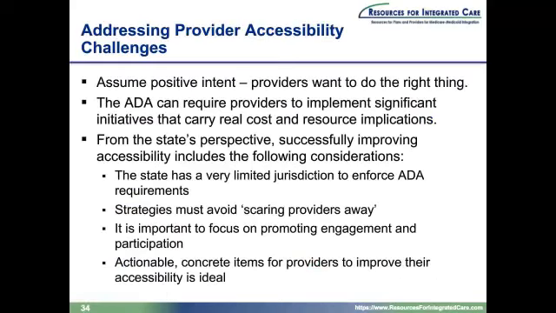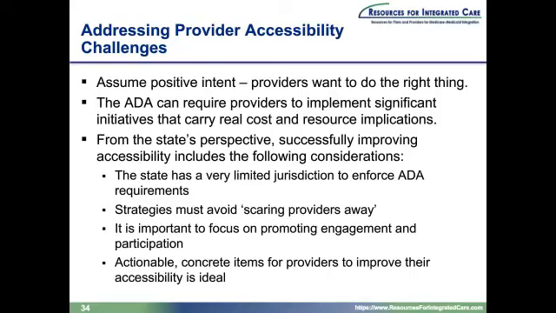When we began this work, we had to be really realistic about the challenges of improving accessibility in the healthcare field and working in this landscape. So it was important to assume that most providers wanted to do the right thing. All providers wanted to do the right thing. It was also important to realize that the ADA can require providers to implement real and significant initiatives that carry very real cost and resource implications. We had to take these concerns seriously from the providers.